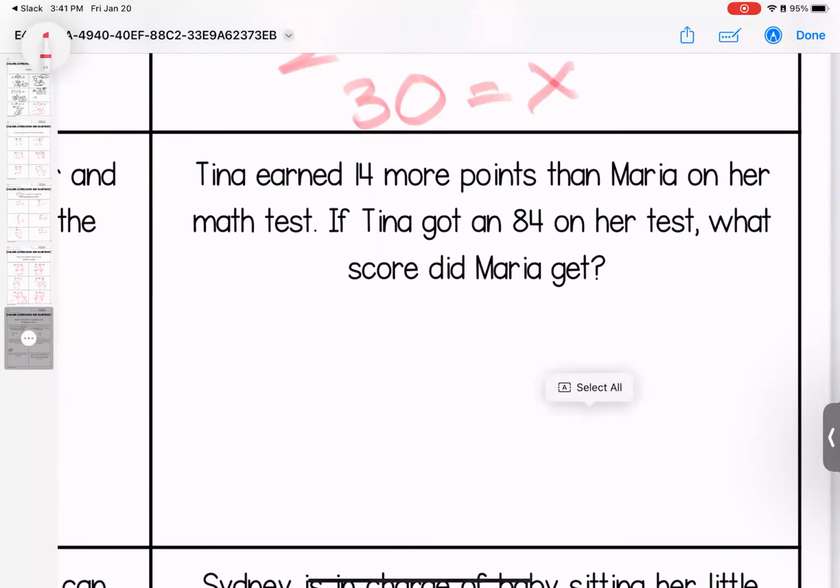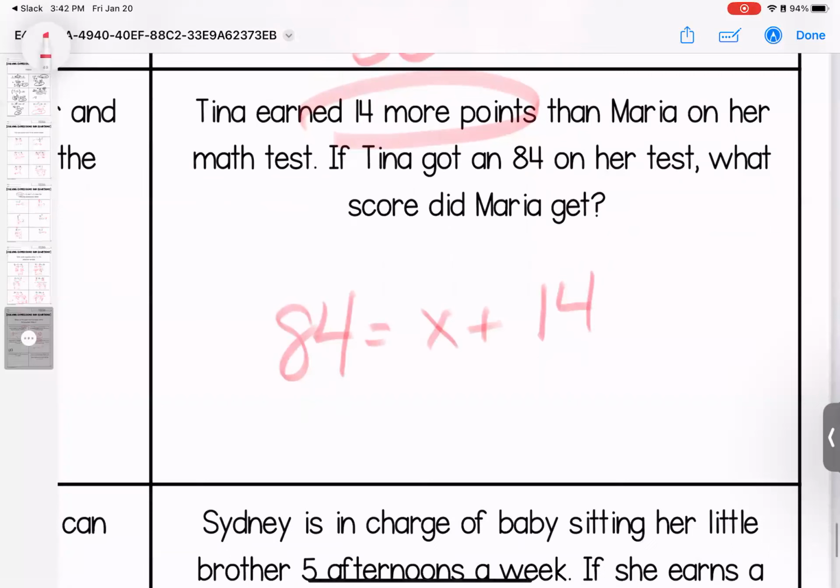Tina earned 14 more points than Maria on her math test. If Tina got an 84 on her test, what score did Maria get? So Tina got 14 more points than Maria. So if Tina got 84 points, Maria got that plus 14. Or I'm sorry, she got 14 less.